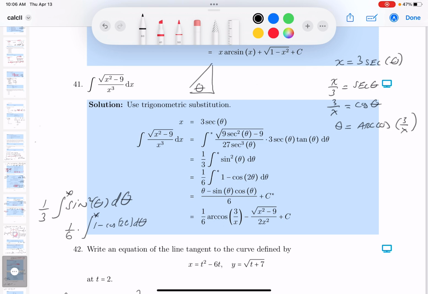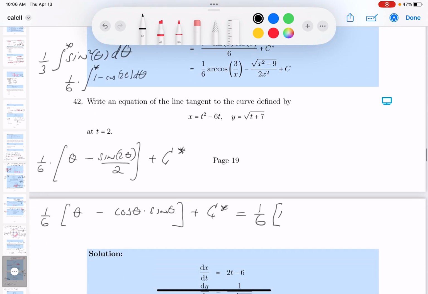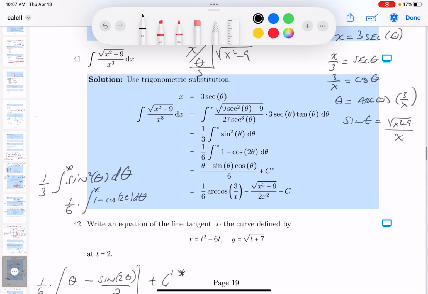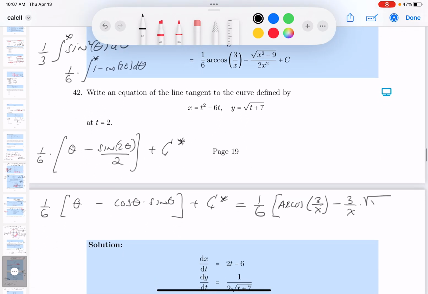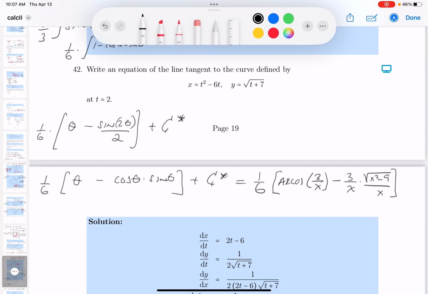So let's write this over here. This is theta, and I get the ratio 3 to x. What's this side going to be? Well, it's the square root of x squared minus 9. So the sine of theta is going to be the square root of x squared minus 9 over x. Let's go back over here, and I'll write this down now. So 1/6 times theta, which is the arc cosine of 3 over x, minus, what's the cosine of theta? Oh, 3 over x. What's the sine of theta? The square root of x squared minus 9 over x. And then plus c.